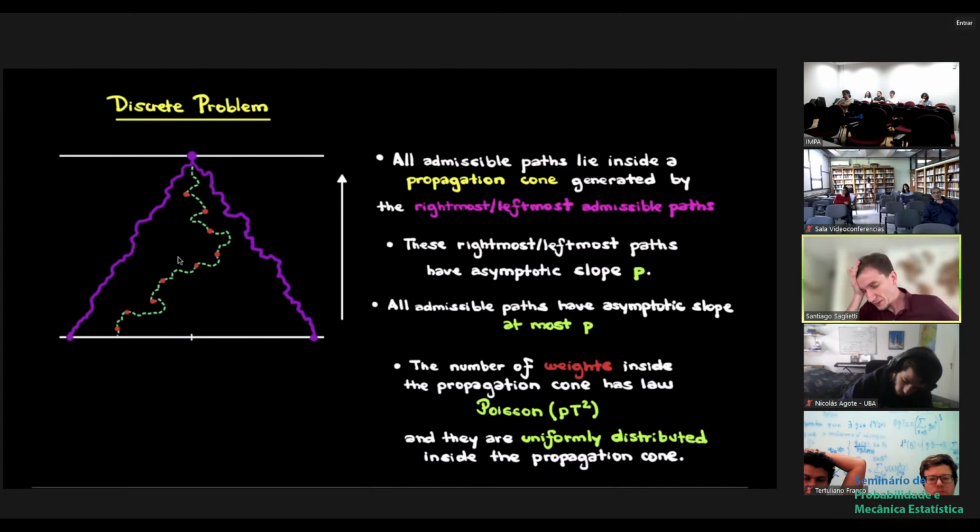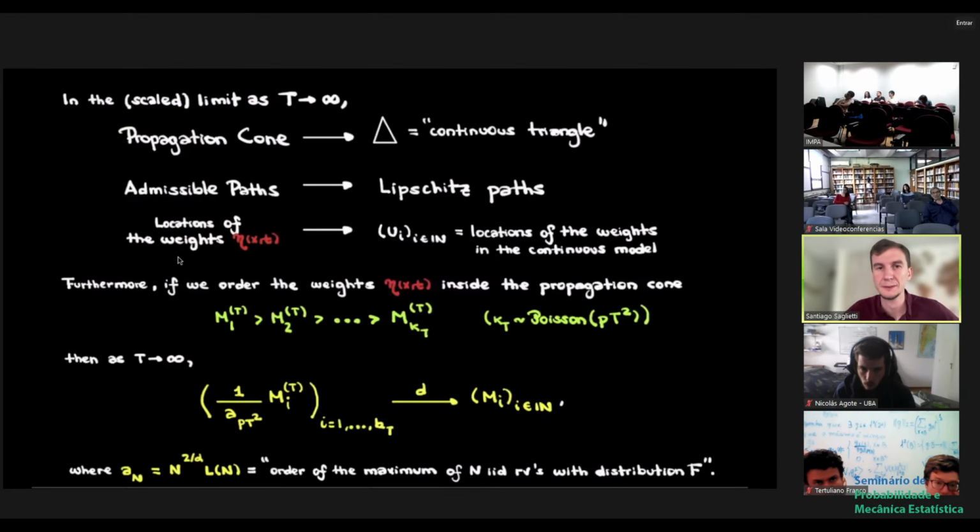So what we need to do, for the discrete problem, is compute the maximum sum of weights which can be collected inside a propagation cone by paths which have slope at most p. And these weights are going to be uniformly distributed inside the propagation cone. So this looks a lot like the continuous problem.